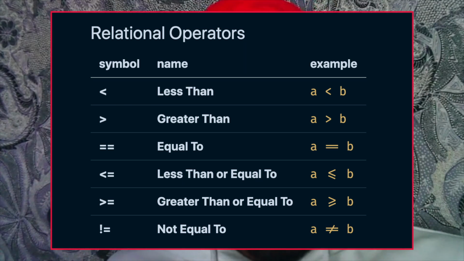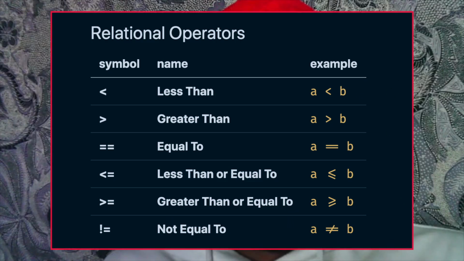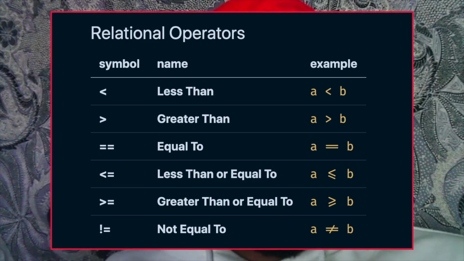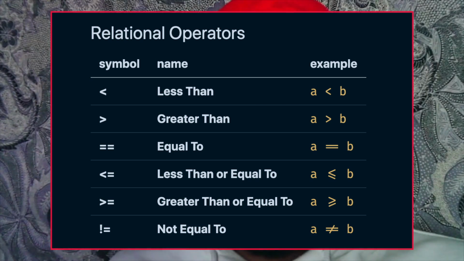And then we also have not equal to. Bang and an equal sign means, are these two things not equal to each other? So if these two things are not equal to each other, it's going to evaluate to true. If they are equal to each other, then it's going to evaluate to false. So that's essentially relational operators.